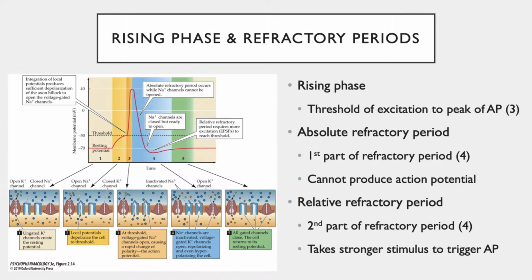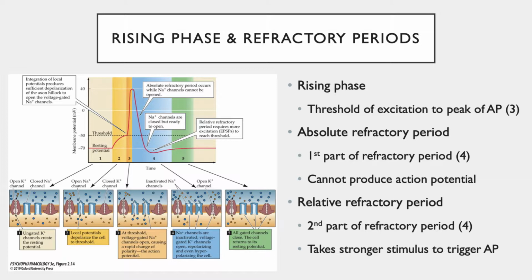In stage 2, you'll notice that the cell undergoes an excitatory postsynaptic potential, a local potential, an EPSP, that depolarizes the cell to the threshold. That threshold, at the border between stage 2 and stage 3, is the beginning of the action potential. Stage 3 is the rising phase of the action potential. It is the phase from the threshold of excitation to the peak of the action potential. So at the border between stage 3 and stage 4, you're at the peak of the action potential.